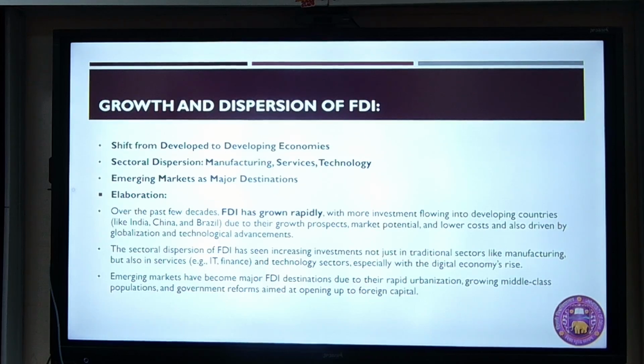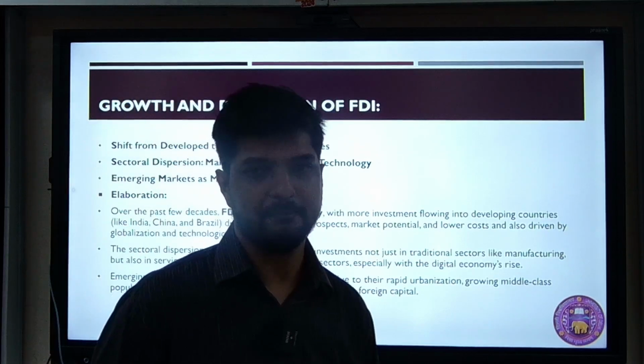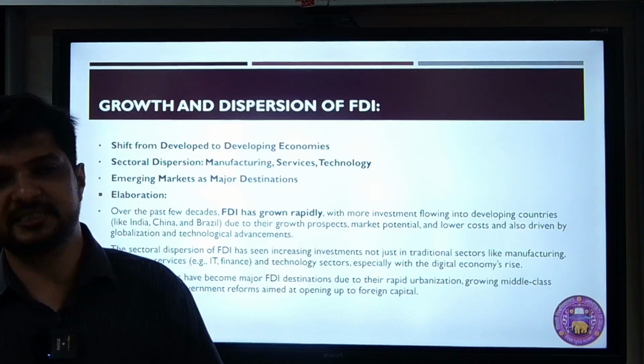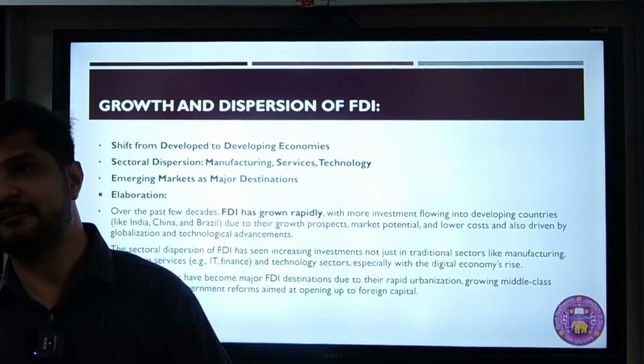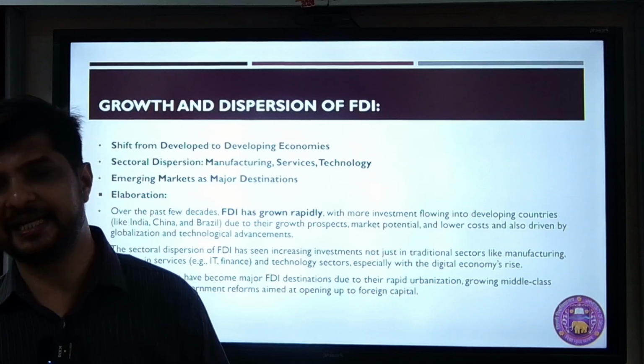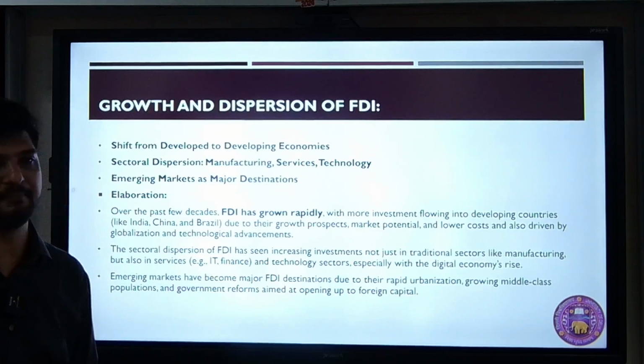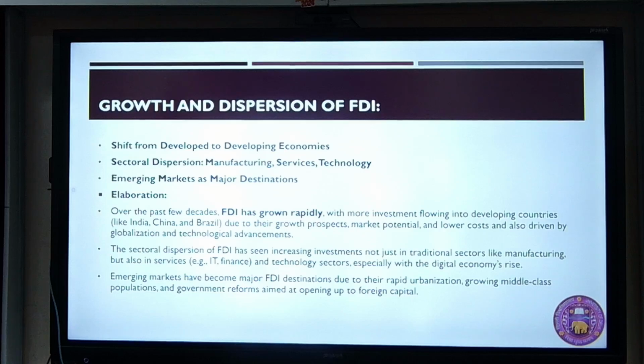Earlier on, foreign investments mainly used to be concentrated between developed countries. But now it's spreading over from developed to developing countries. Countries like India and China are getting benefit from foreign investments, and some of the sectors which are actually growing as a result of this are manufacturing, services, technology.